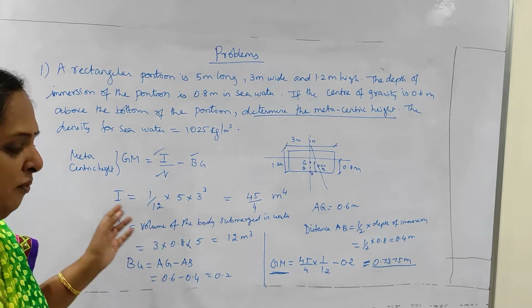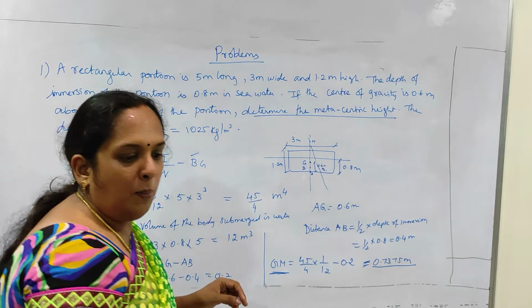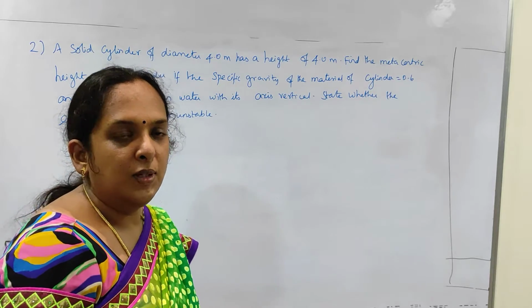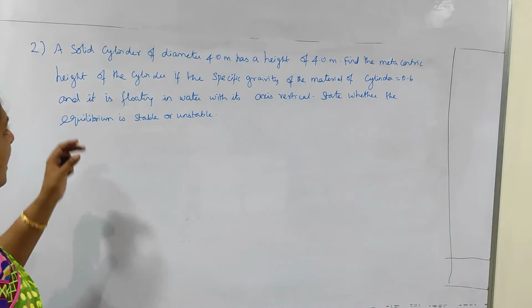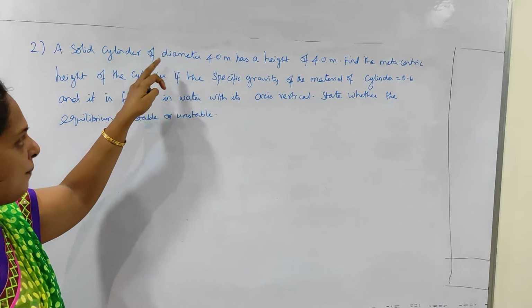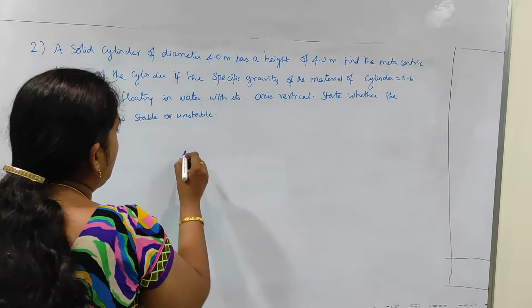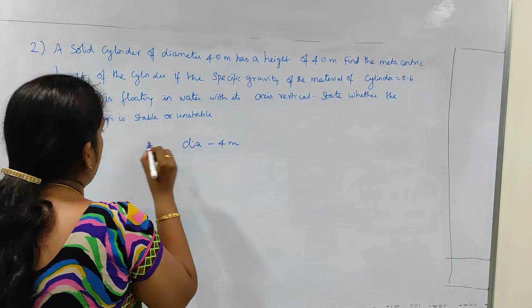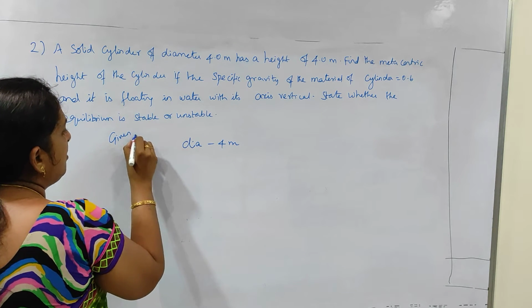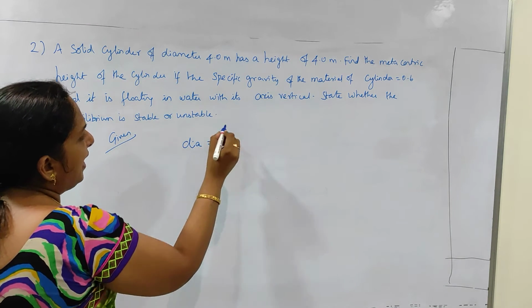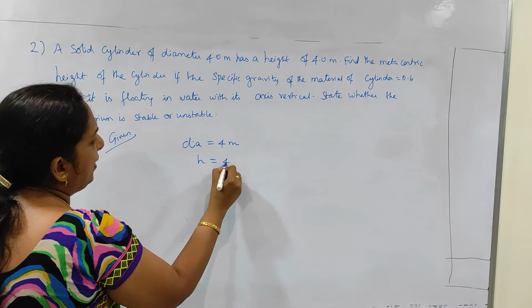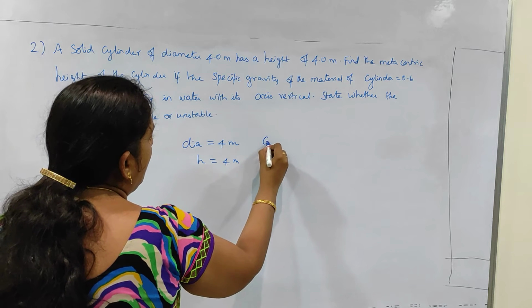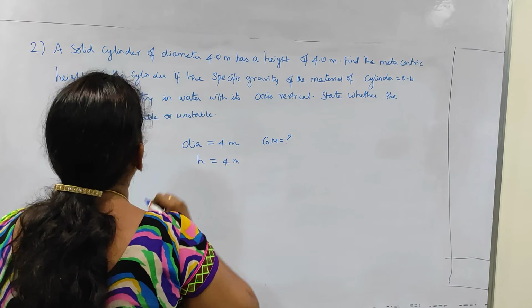Okay guys, now we will go with one more problem on the metacenter. So this is our second problem. A solid cylinder of diameter 4 meters. So the diameter is given and this is not a rectangle, it's a cylinder. So the diameter is 4 meters and the height is also 4 meters. Find the metacentric height. Metacentric height GM is asked. You have to find it out.